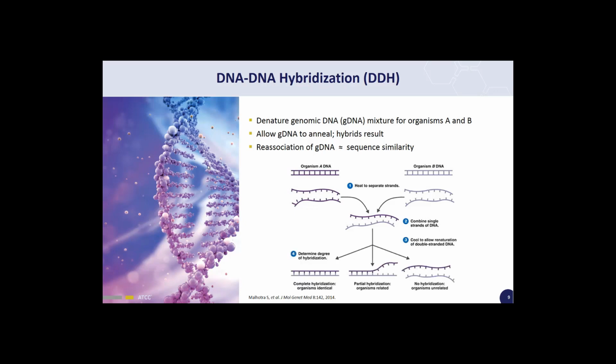The hybrid strands are then heated to denature them again. The amount of energy required to separate the strands is proportional to the number of hydrogen bonds formed between the strands, i.e., the sequence similarity between the genomes of the two organisms.